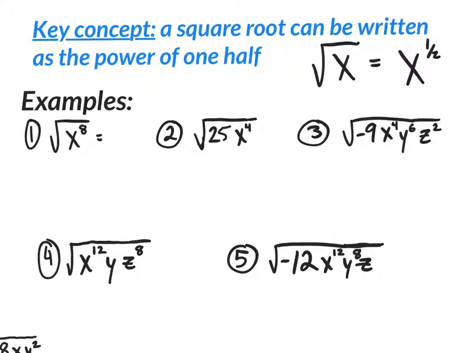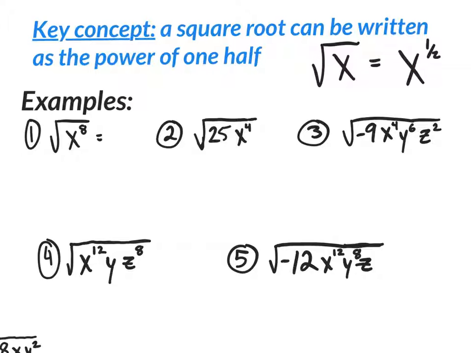So on this slide right here, we see the key concept: a square root can be written as the power of 1/2. Again, any square root, you can rewrite it as the power of 1/2. So the square root of x is really equal to x to the 1/2. So you could change this to look like this. Why would we do that?